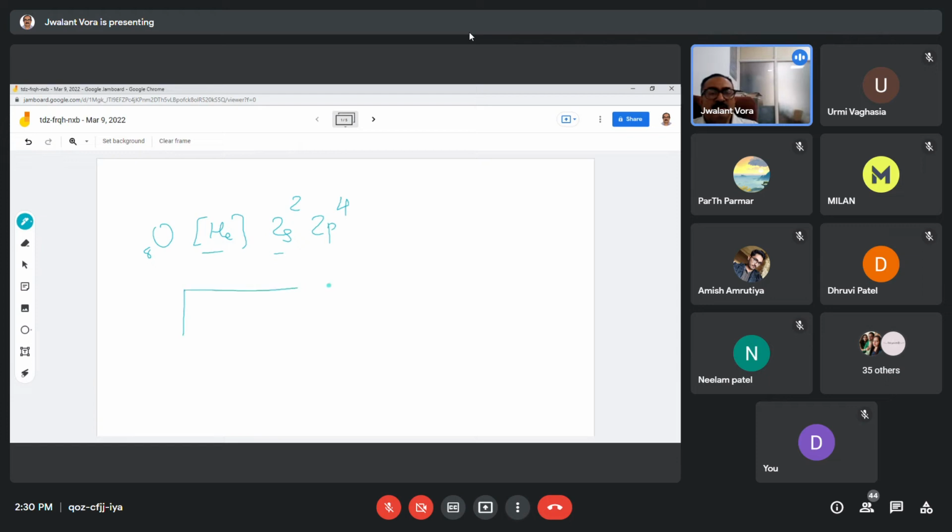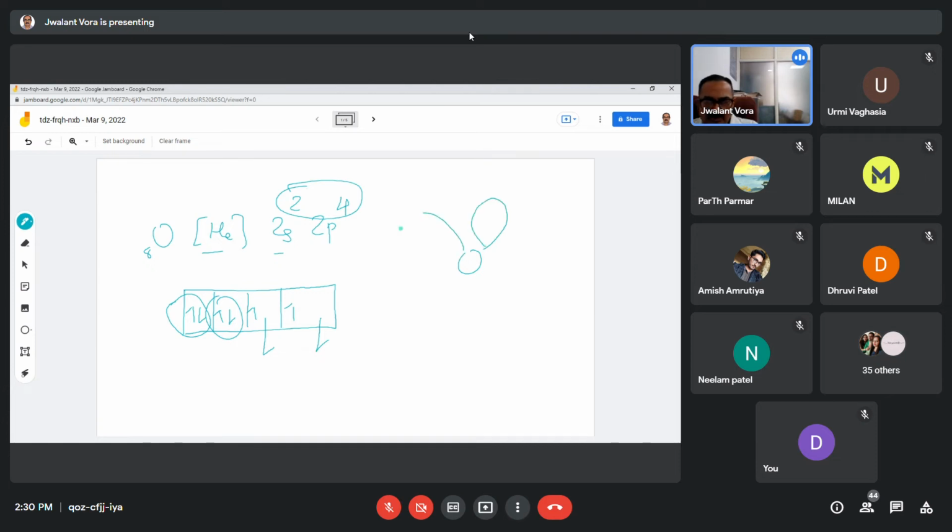So here, what will be done? 1, 2, 3, 4, 5, and a total of 6 electrons are already there, right? So 2 from the 2 hydrogen atoms. So it is having 2 lone pairs.